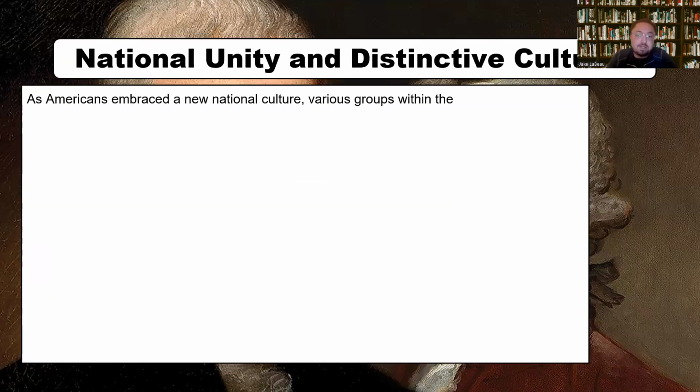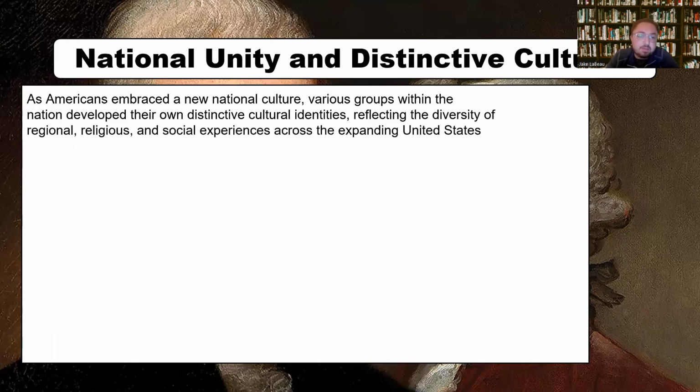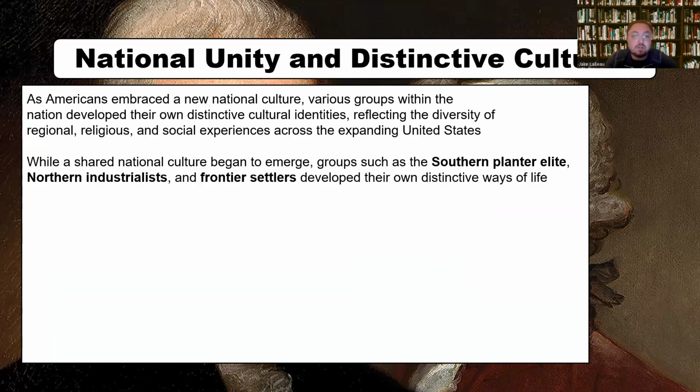So national unity and distinctive cultures, all right? Let's talk about that. So we need to talk about how we unified and how we had a distinctive culture unlike anything we've ever seen. So as Americans embraced a new national culture, various groups within this nation developed their own distinctive cultural identities, reflecting the diversity of regional, religious, social experiences across the United States. While a shared national culture began to emerge, groups such as Southern planter elite, Northern industrialists, and frontier settlers developed their own ways of life. All right, they're all going to have different characteristics. They're not the same, and they're going to have a different way of life, different way of living.